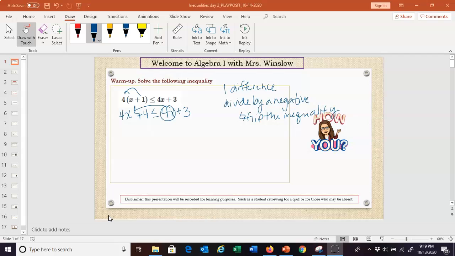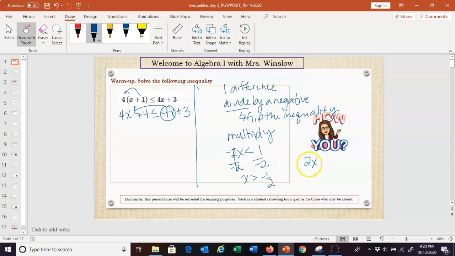Something I want to point out that we didn't really specify in class yesterday is it's not just dividing, it's also multiplying. And let me show you why. So we're just going to put this problem on hold for a second. And let's say we had negative 2x is less than 1. And we were going to divide by a negative 2, right? So you're like, okay, I need to flip the inequality to greater than, and get negative 1/2.